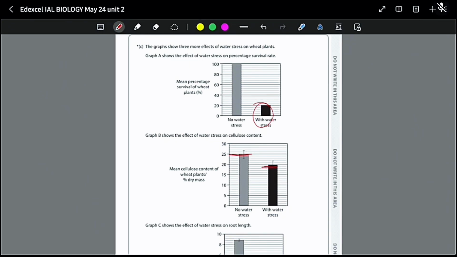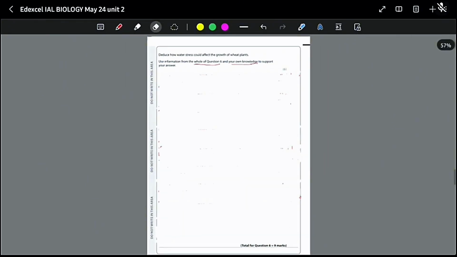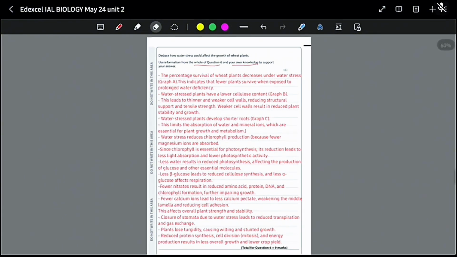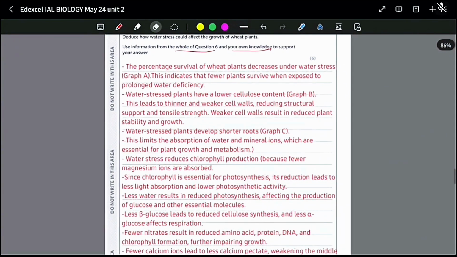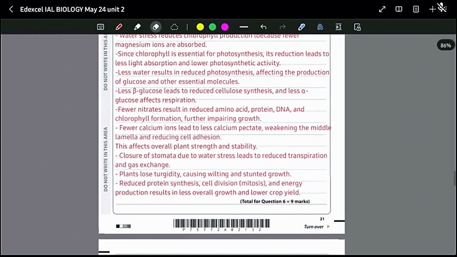And everything about photosynthesis, respiration, glucose, alpha glucose, and magnesium ions, all of that is own knowledge. So yes, let me show the answer. So this is the first part of the answer. And the second part.